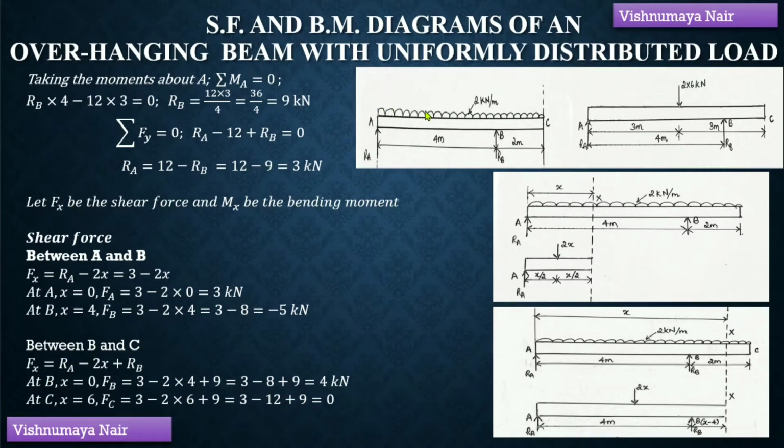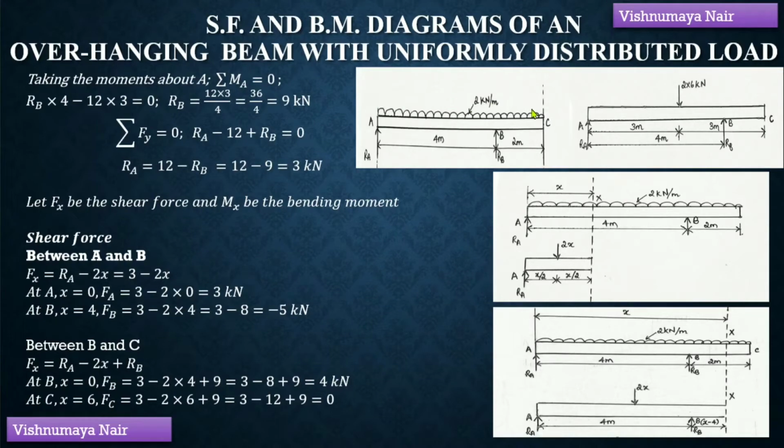Here we have a uniformly distributed load with a rate of loading 2 kN per meter and the length of the UDL is 4 plus 2, which is equal to 6 meters. We know that for solving the numerical problems, we have to convert this UDL into an equivalent point load whose value will be equal to the product of the rate of loading and the length of the UDL. So, the point load will be equal to 2 into 6, which is equal to 12 kN, and it will be acting at the center of the UDL.